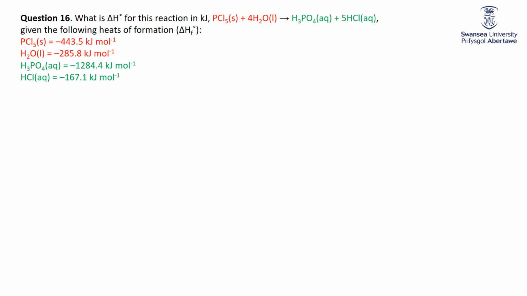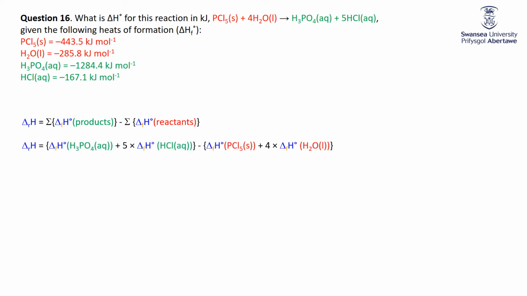Next one, I've already coloured it prettily for you. Same idea, same relationship. Pop in the products, being sure that we are counting our coefficients. So the products, H3PO4, 5HCl. Reactants, PCl5 and 4H2O.